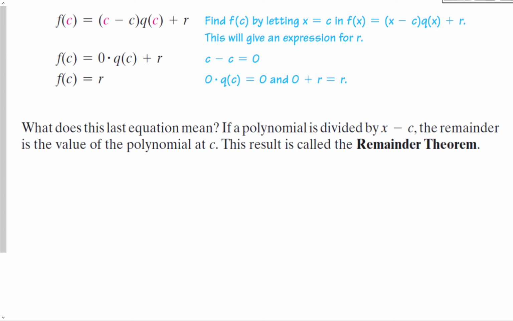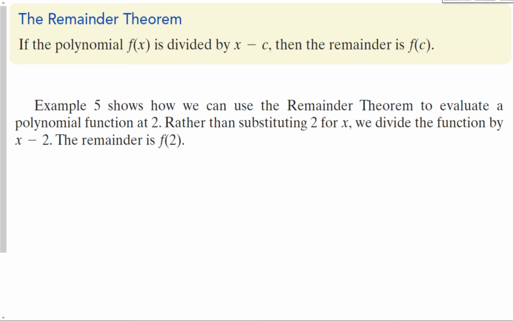This means that if I were to plug in c, if I wanted to find f of c, right? When I plug in c, I would get c minus c, which is 0, times q of c. Who cares what that is? Because 0 times anything is going to be 0. So the answer is going to be the remainder. So what does that mean? It means that if a polynomial is divided by x minus c, the remainder is the value of the polynomial at c. And that is the remainder theorem, which says that if a polynomial f of x is divided by x minus c, the remainder is f of c.